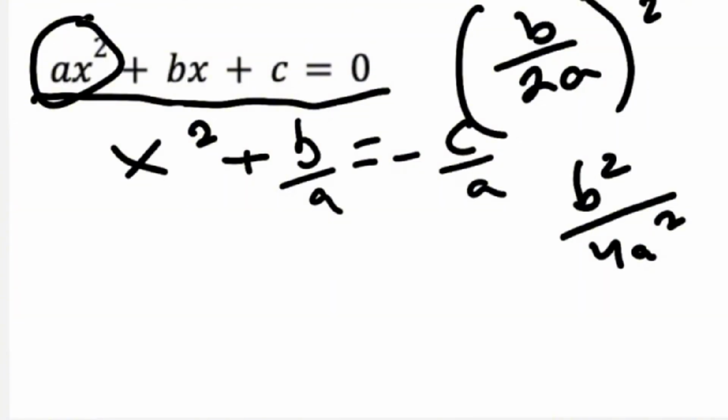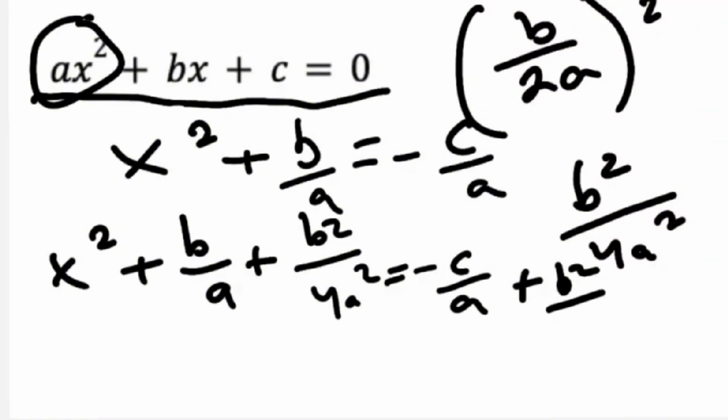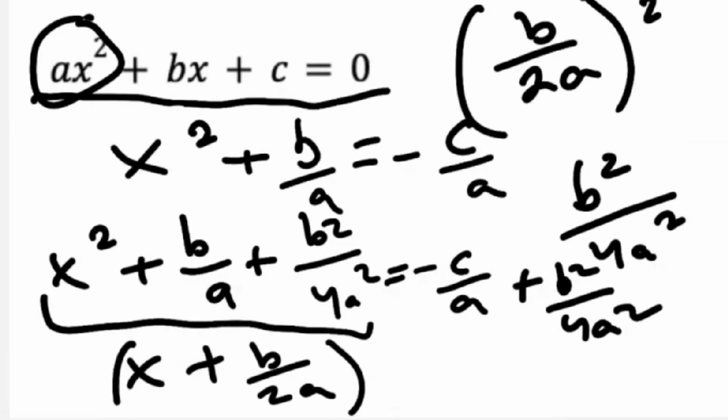So let's go ahead and do it right now. We have x squared plus b over a x plus b squared over 4a squared. Okay, and that is equal to negative c over a plus b squared over 4a squared. Okay, so we have that, and this right here is equal to x plus b over 2a squared. Sorry, I forgot the x right here. But we're going to have b over a x, and then if we multiply this by b over 2a, then we're going to get b squared over 4a squared. So that makes sense, okay? And that is equal to this right here.